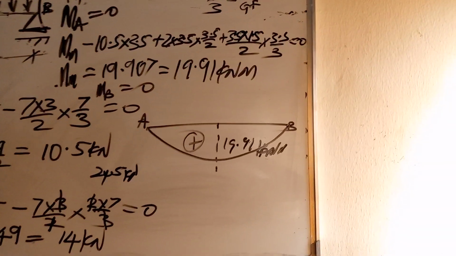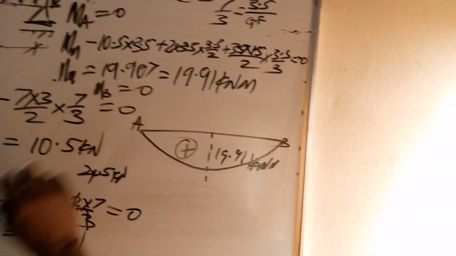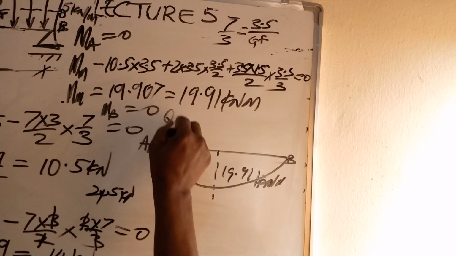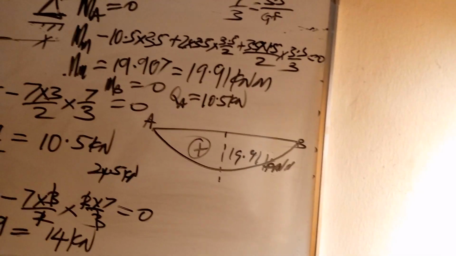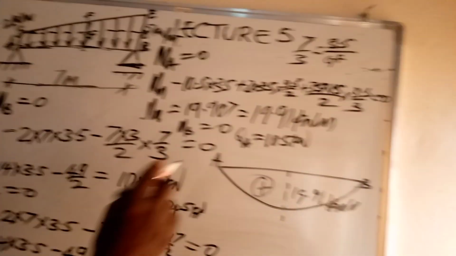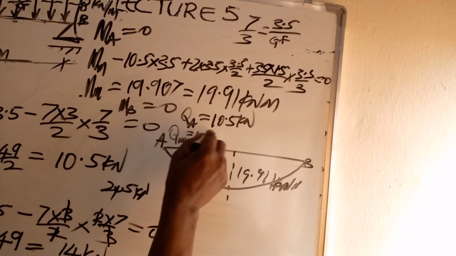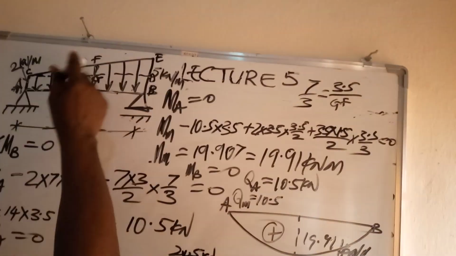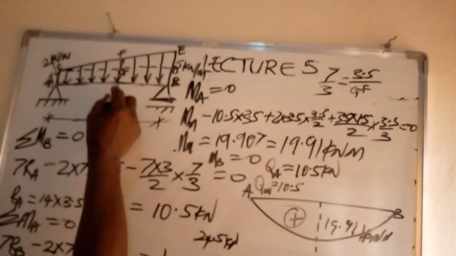If I want to get the shear force, it is simple. I start from the shear force at point A, which is the reaction at A. So QA, the shear force at A, is equal to 10.5 kilonewton, positive up. At the middle, the shear force will be equal to 10.5 minus the load now. The load will be the area of this trapezium, ACF.